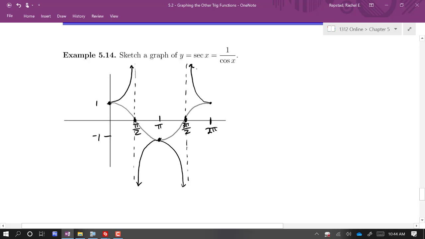Between pi over 2 and 3 pi over 2, I get this behavior. If I imagine continuing the cosine curve like this, I'd have another asymptote here. And then you'd see these continuous connected U-shapes as well.